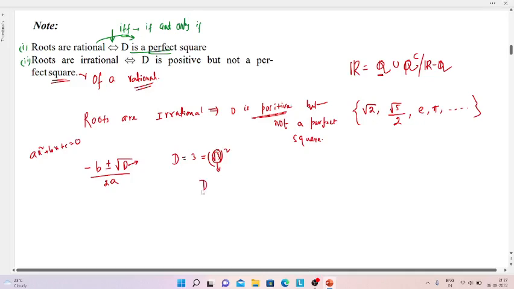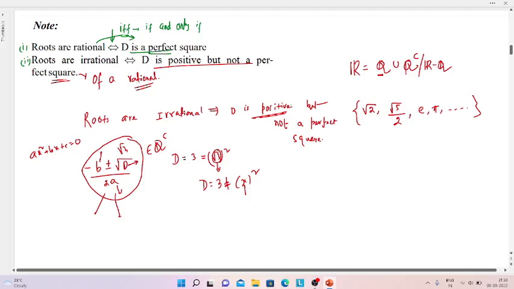So for the case d equals 3, we cannot write any x whole square where x is a rational number. Since we can't write this, it will become only root 3, and b is a real number, a is a real number. So you can understand that this total part will become an irrational number, because it has two parts. One is opening with plus, another is opening with minus. So for the case of irrational roots, we can say that d is positive but not a perfect square.